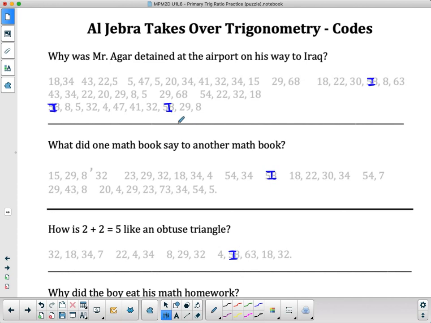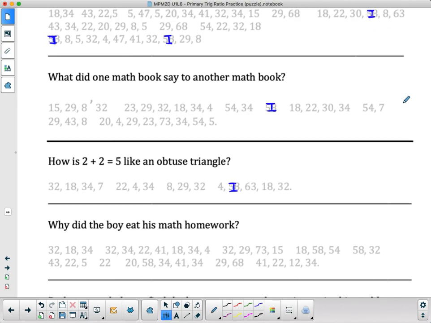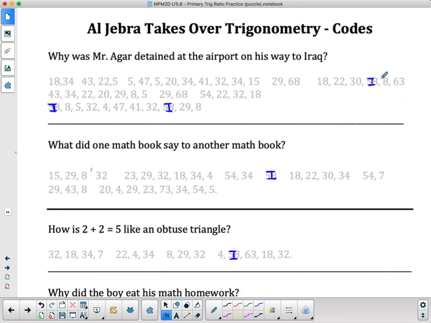And when you're done, the answers or the punchlines for these jokes will be here. So you will know why Mr. Agar was detained at the airport on his way to Iraq, or what one math book said to another math book, or how 2 plus 2 equals 5 is like an obtuse triangle. So you will find out what the punchline is, but you got to do some work to get there.